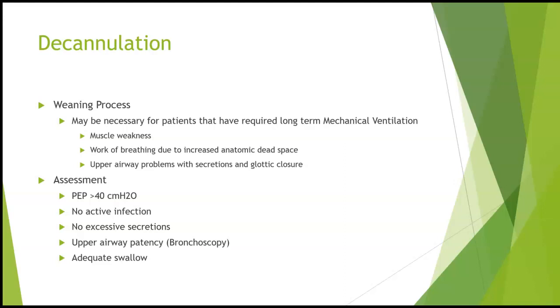So typically when we're assessing our patient for decannulation, we want to make sure that the patient has sufficient respiratory muscle strength. That means that they can achieve a peak expiratory pressure greater than 40, that they have no active infections or excessive amounts of secretions. Sometimes we can use a bronchoscope to assess their upper airway to make sure that it looks patent. And we also want to make sure that there's good muscle strength and good coordination of muscles by the patient, demonstrating they have an adequate swallow.